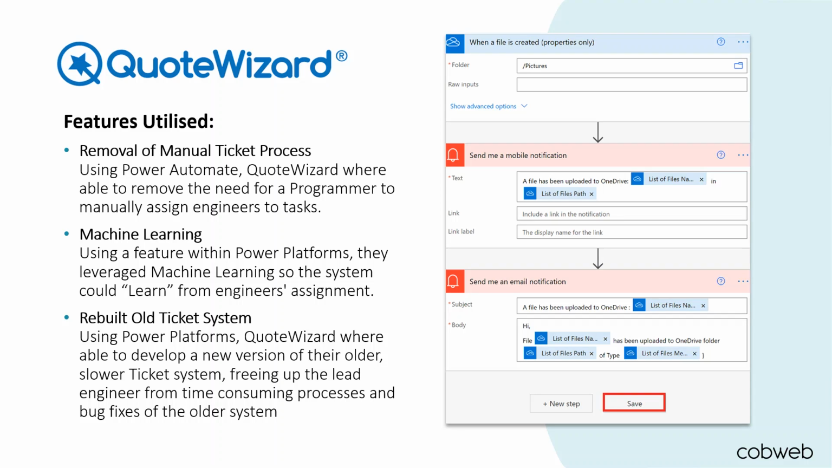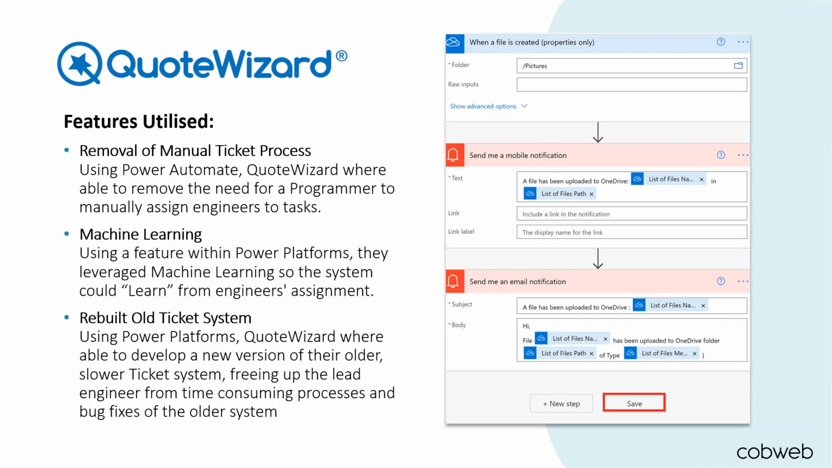So for development requests, using Power Platforms, Quote Wizard was able to leverage Power Automate to remove the manual process from this system and replace it with a PowerApps / process flow system that they built within Power Automate. So they utilized a key feature of Power Automate, which is machine learning.